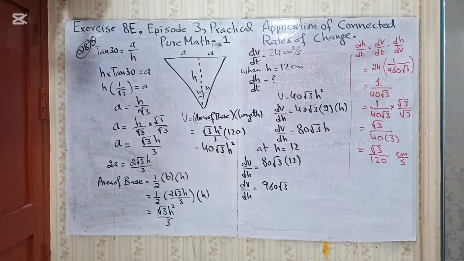Under root 3 divided by 120 centimeter per second. So, my dear students, this is how you will do question number 8, A part and its B part. And this is exercise 80.